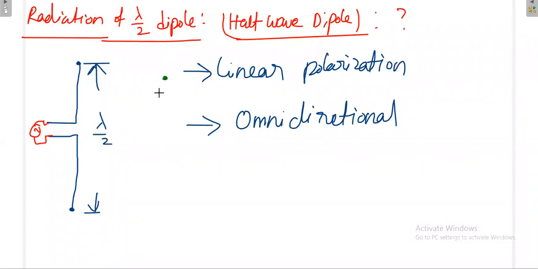Okay, now here also I'll choose some random point in space. Then I'll try to calculate what is E and what is H, that is, the electric field and the magnetic field. Once you calculate them, finally, here also the electric field will survive only for E theta. The E theta value is equal to 60 Im divided by R.